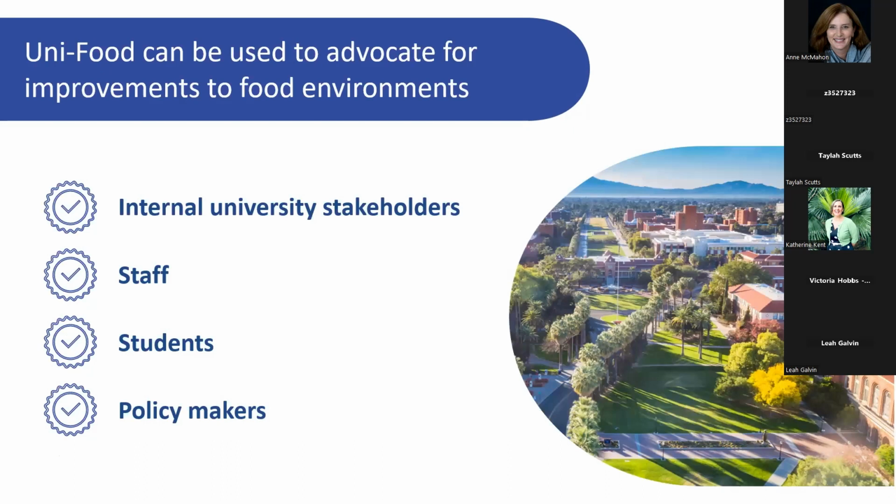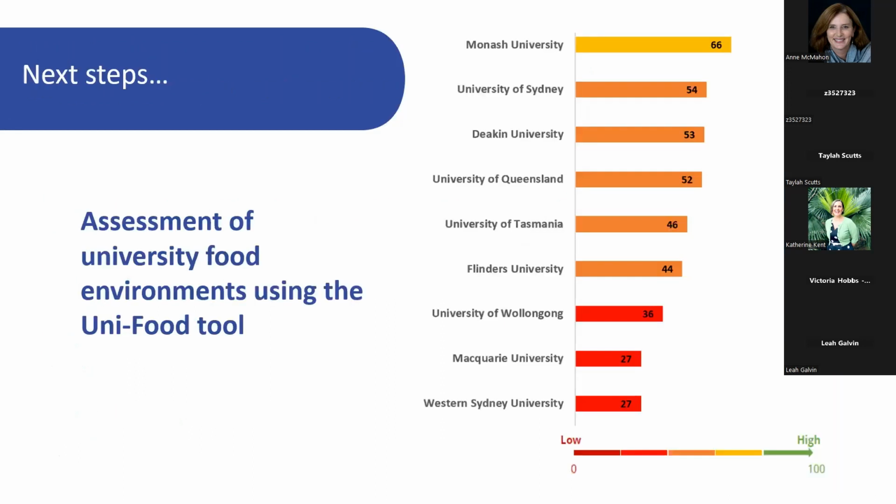The tool can be used also for advocacy, so it's useful in that regard as well. And just in terms of next steps, really stronger action is needed to improve Australian university food environments, including food retail outlets, you know, vending, catering and events.